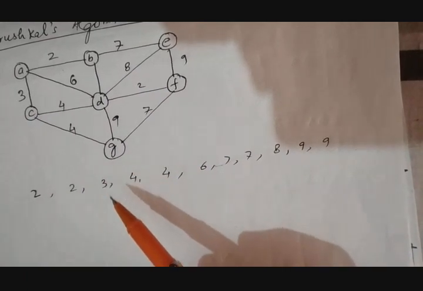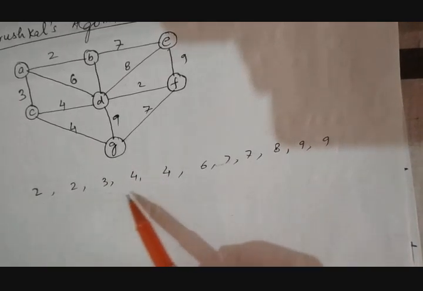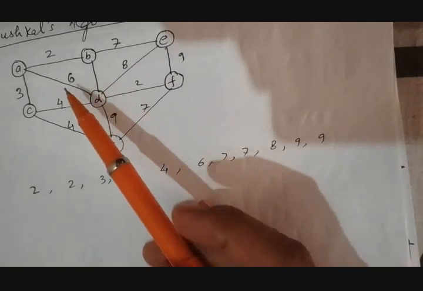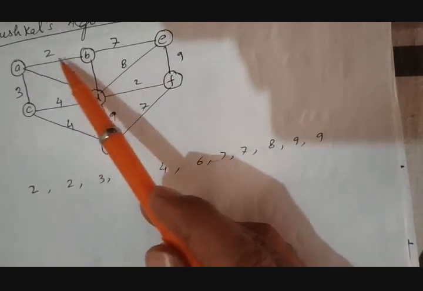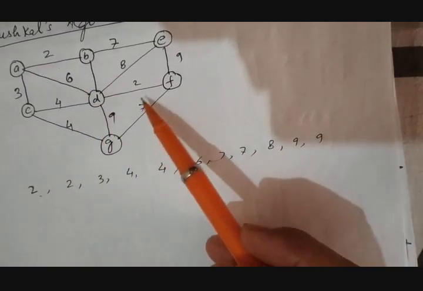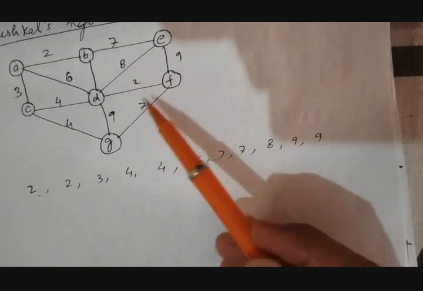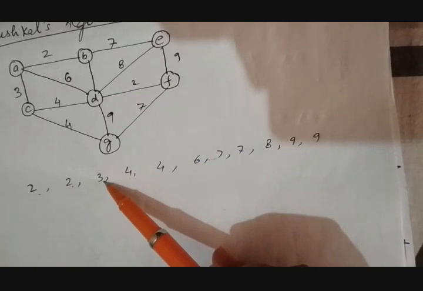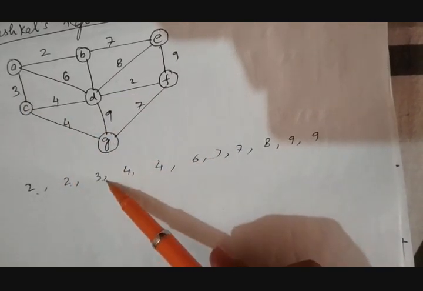So just see here, we have sorted these edges in increasing order of their weights. In this graph, the minimum weight is what? AB. So 2 is taken here. Now the second minimum is again 2, that is DF. So 2 is taken here. Then the next minimum is 3. So 3 is added here.